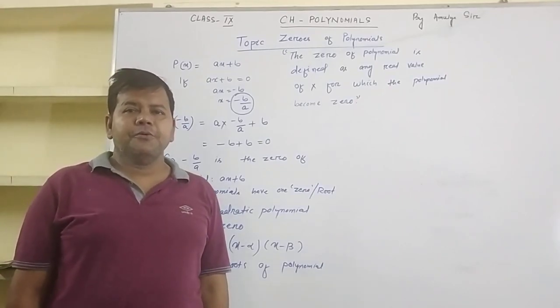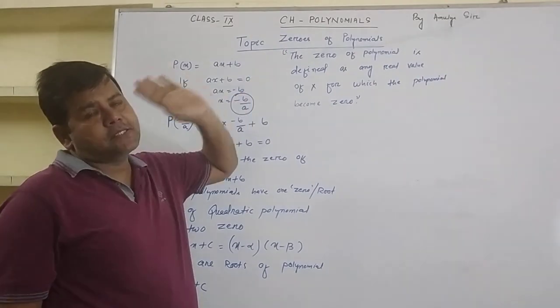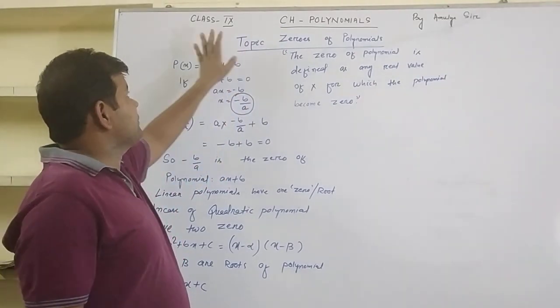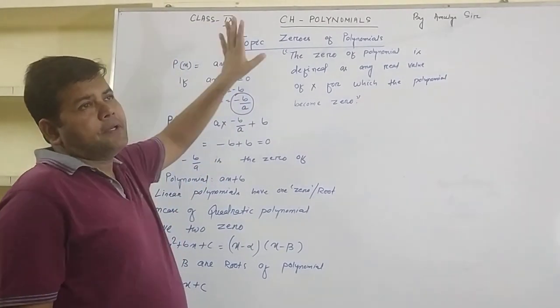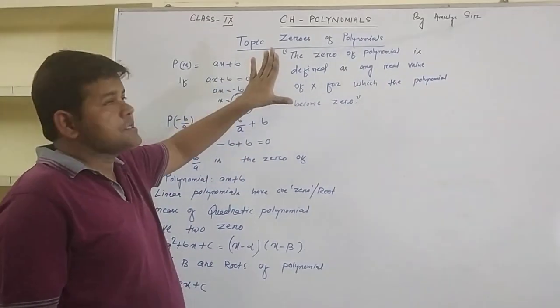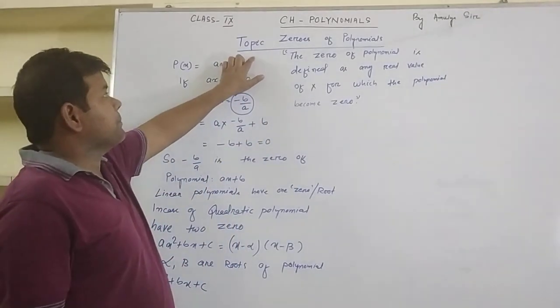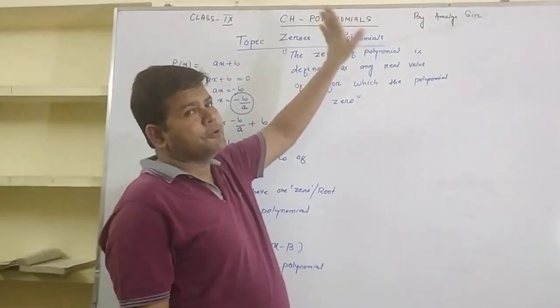Students, today we are going to start the topic Part 2, Polynomials. In the first class we completed polynomials 2.1, which you have already understood. The second part, 2.2, is the topic zeros of a polynomial.